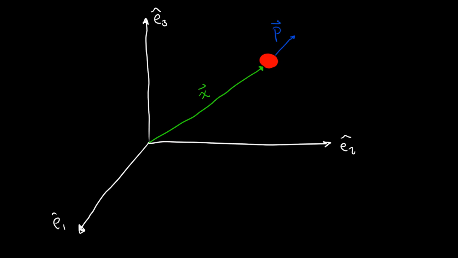And we can use our right hand rule. So pointer finger along the x vector, middle finger along the momentum vector, and we see that our angular momentum vector is going to be pointed in this direction. Hopefully that makes sense.